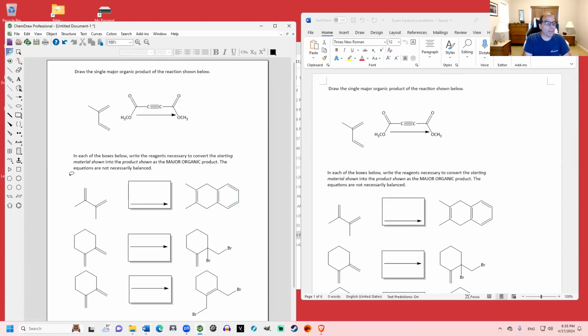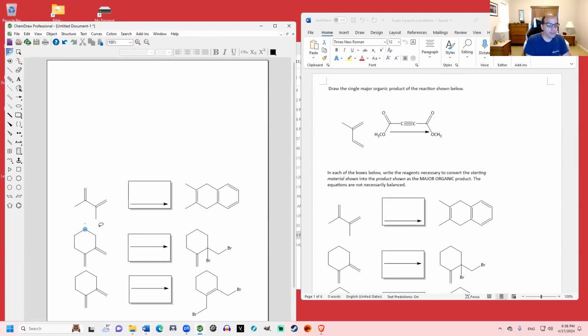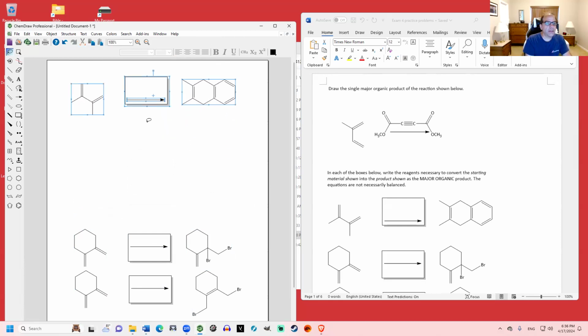Looks like we've got more chapter 14 questions over here. All three of these have conjugated dienes in them. This one asks, what would we need to react this diene with in order to get this aromatic compound? And this isn't something I stressed very much in either chapter 16 or chapter 14.